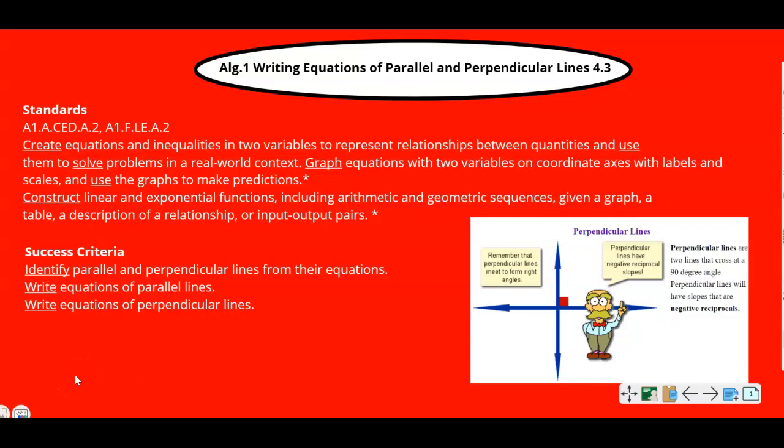Writing equations of parallel and perpendicular lines. All right, so here's the state standards for today. There's only a couple. And your success criteria, you need to be able to identify parallel and perpendicular lines from their equations. You need to be able to write equations of parallel lines, and you need to be able to write equations of perpendicular lines.